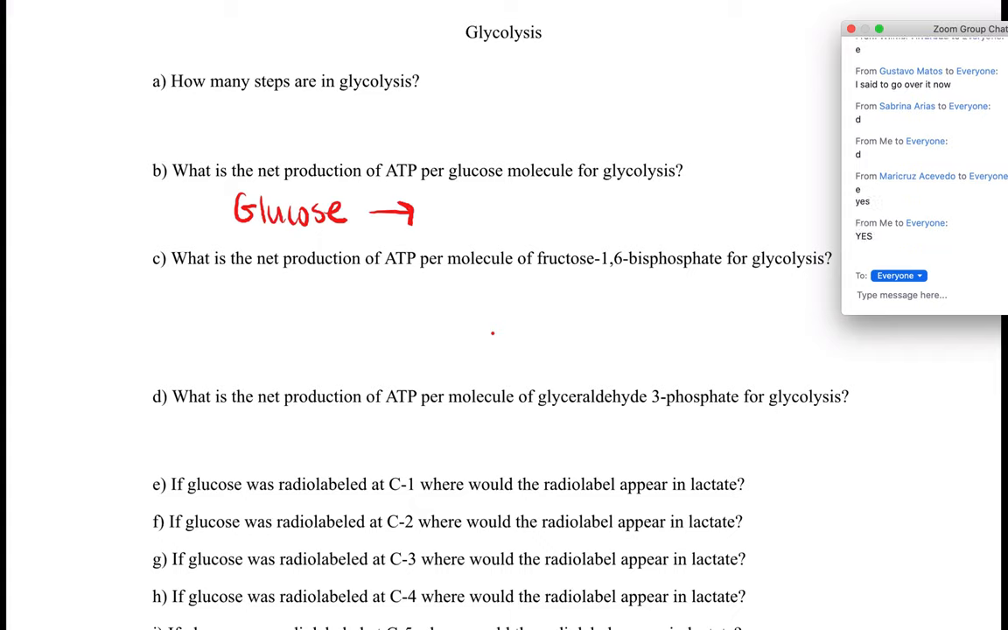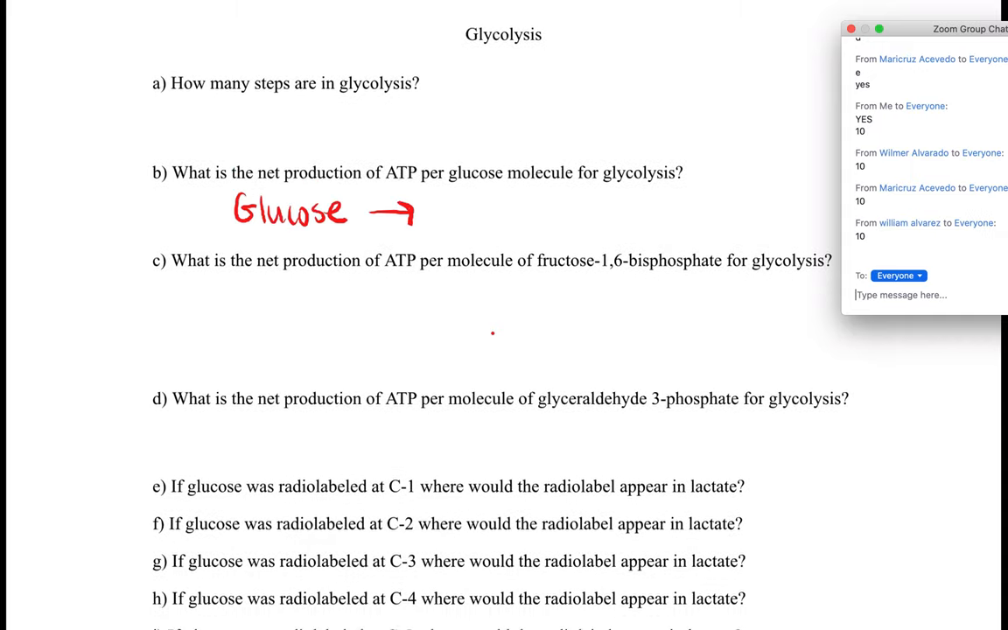Okay. All right, so how many steps are in glycolysis? 10. That should be a given. All right, 10. And then, what is the net ATP per glucose molecule for glycolysis? So for this one here, what I highly recommend is looking at the pathway, or making your own pathway of glycolysis. So let me quickly show you guys something.